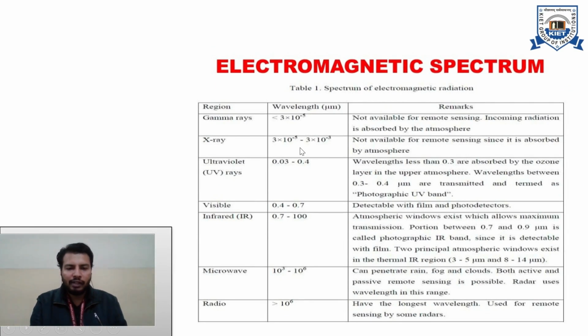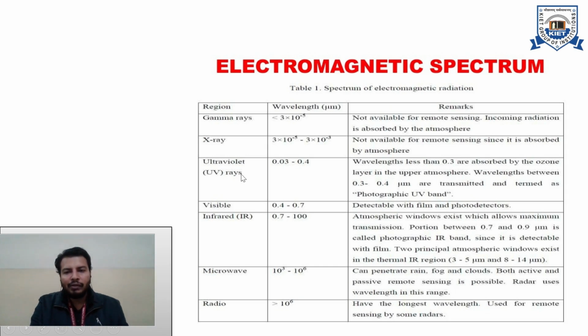So we will see what we have discussed now. Gamma rays have a wavelength in the order of 3 to 10 to the power minus 5. These are not available for remote sensing. Why? Because they are not getting transferred to the Earth surface. The atmosphere is either absorbing, scattering or reflecting back these radiations, and generally it is absorbing them. Similarly, X-rays are also absorbed by the atmosphere and not available for remote sensing. So gamma rays and X-rays are totally eliminated from the process of remote sensing.